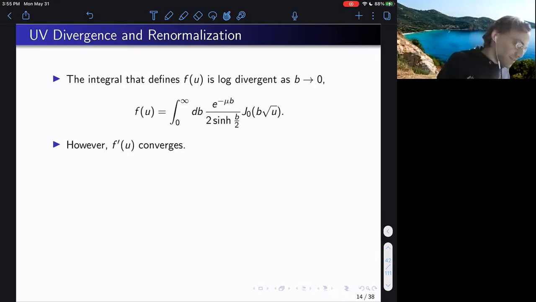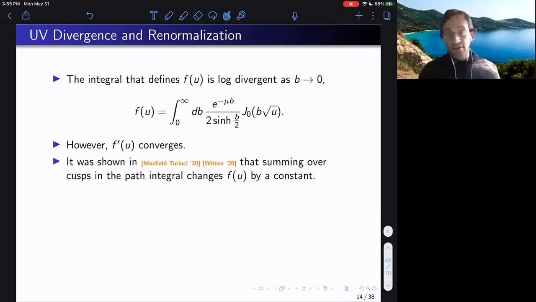So f prime of u converges. And this just means that we should imagine that we know f of u up to an overall constant that just shifts its value. So what does this overall constant mean? Again, it was shown in these earlier papers that if I sum over cusps in the path integral, or conical defects with deficit angle 2 pi, this just has the effect of changing f of u by a constant.